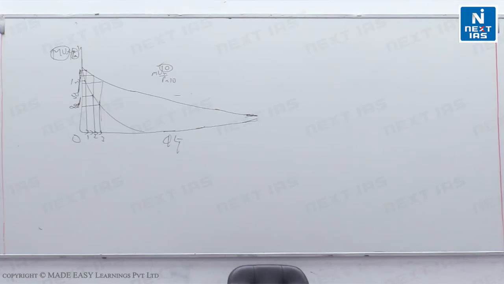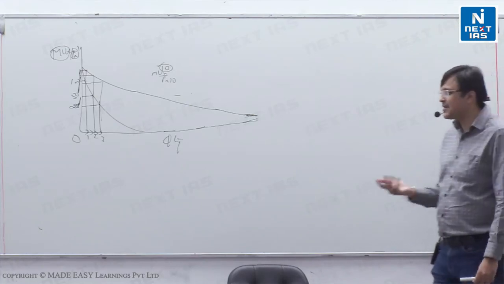Tell me one thing, I ask you this question: is MUM, marginal utility of money, higher for the poor as compared to the rich? Yeah? Marginal utility of money will be higher for the poor as compared to the rich?